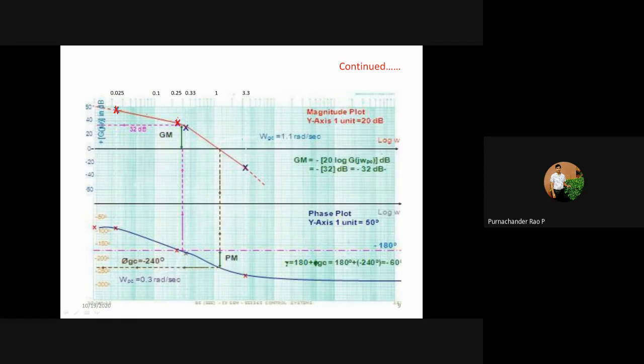So here you have to write that the slope is minus 20 dB per decade. Okay, then here the slope is minus 40 dB per decade. Then the last slope is minus 60 dB per decade. This is how you write the slopes.